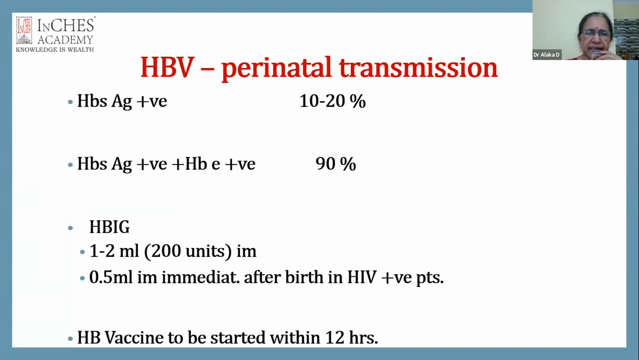Hepatitis B, perinatal transmission, if the mother is HBsAg positive, is 10 to 20%. If she is also HBeAg positive, then the HBV perinatal transmission is 90%. If the mother has not received any treatment, then we have to keep hepatitis B immunoglobulins ready. They are available. 1 to 2 ml, that is 200 units, are given intramuscularly, 0.5 ml immediately after birth to the child. And immediately the hepatitis B vaccination is started to the child.